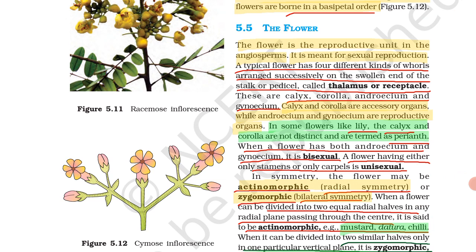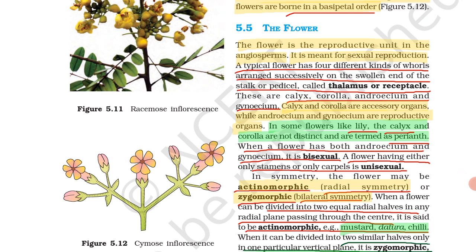In some flowers like lily, the calyx and corolla are not distinct, and this is termed perianth. Lily is the example of perianth: the calyx and the corolla are not distinct, meaning they are fused. When a flower has both androecium and gynoecium, it is bisexual, meaning both sex organs are present. A flower having either only stamen or carpel is called unisexual.